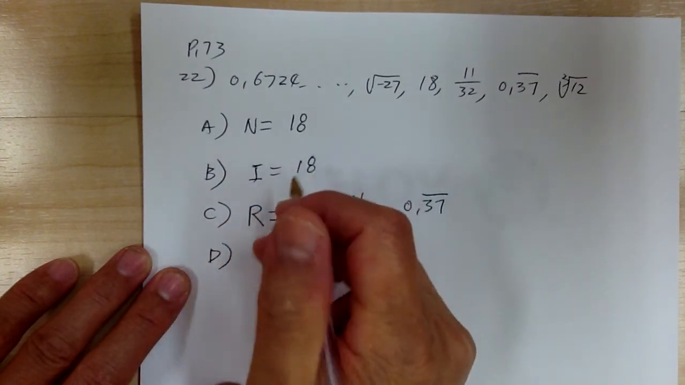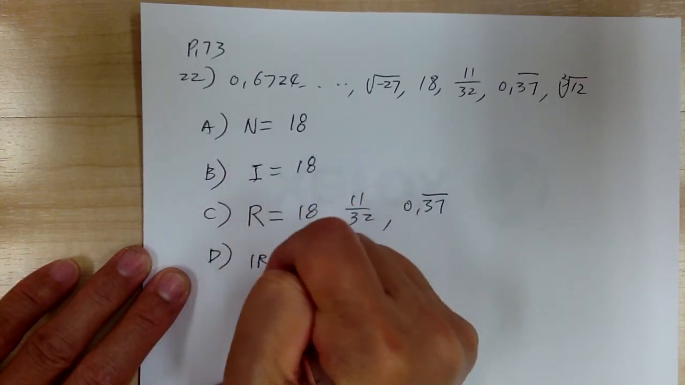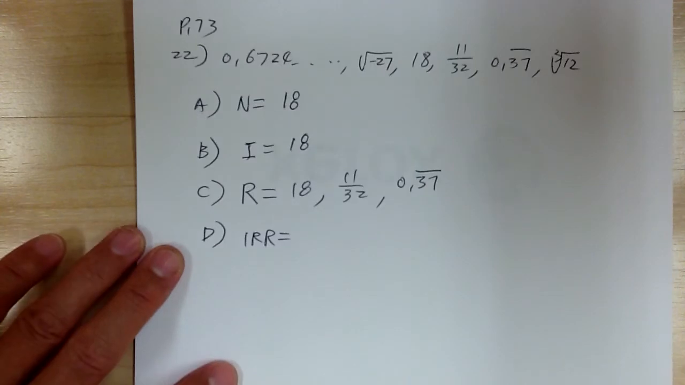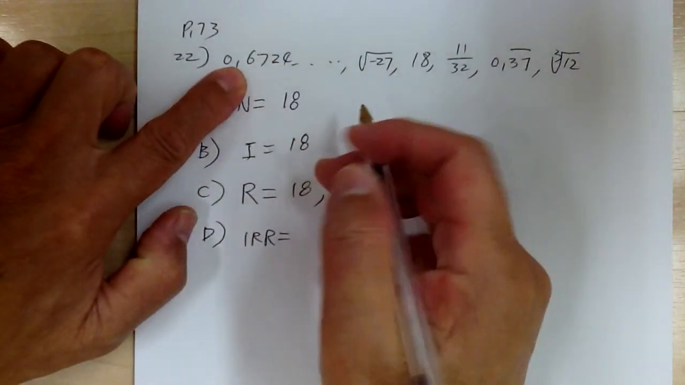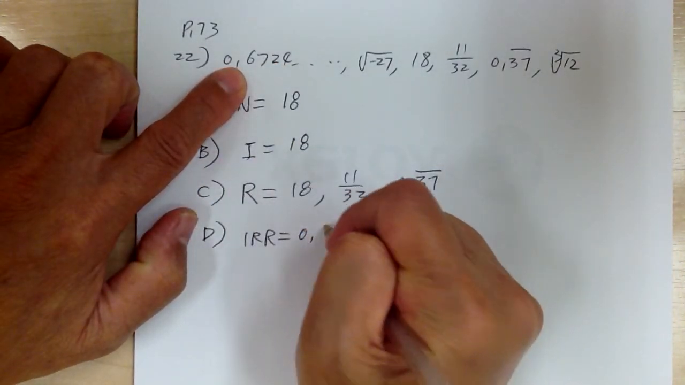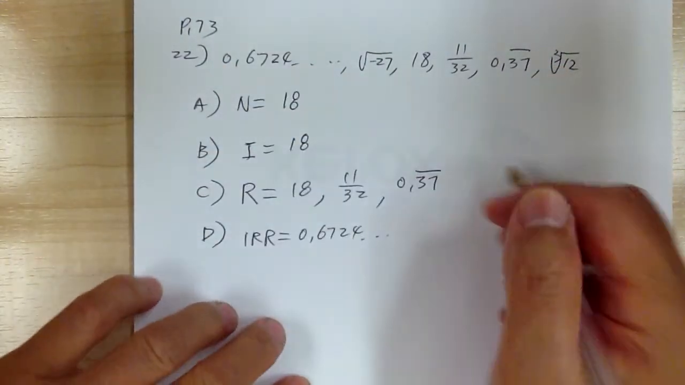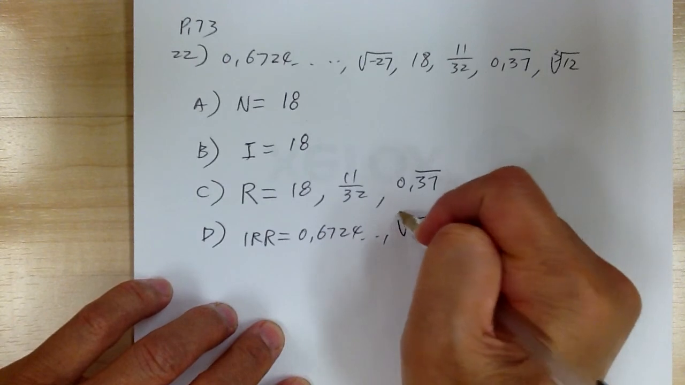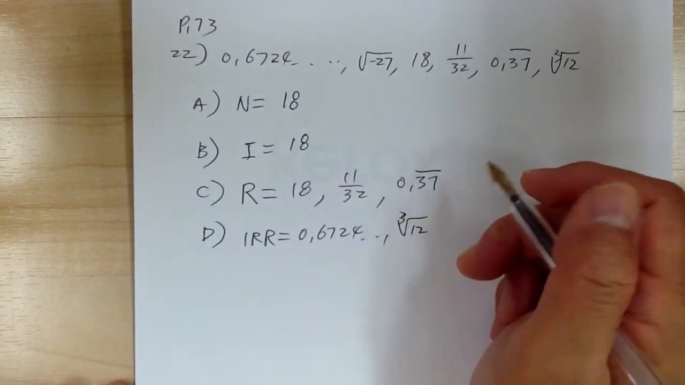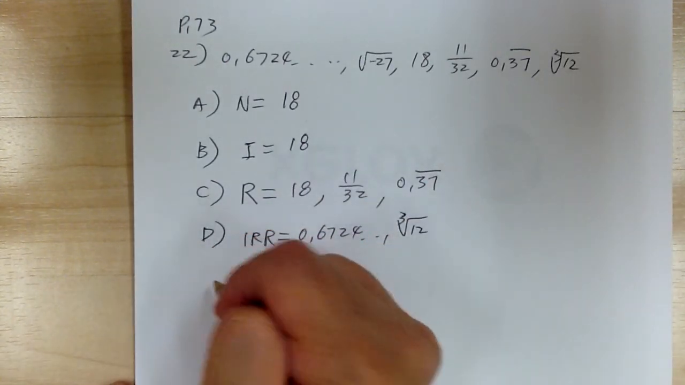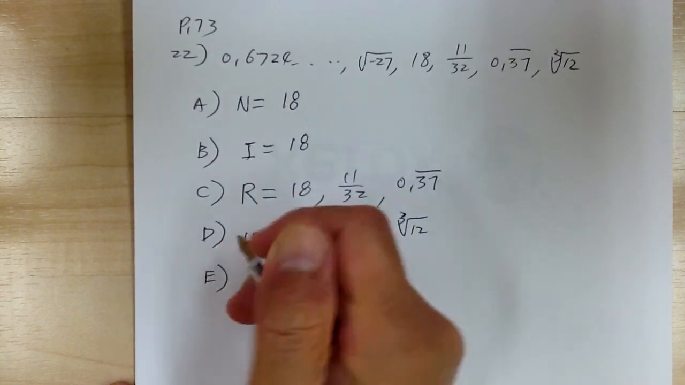Then you go to D, irrational numbers. Irrational means you cannot convert it into a fraction, so it's the one that is non-repeating and non-ending. That's the one, and also this one over here, the cube root of 12. And that's it. Then you have E, the real numbers.